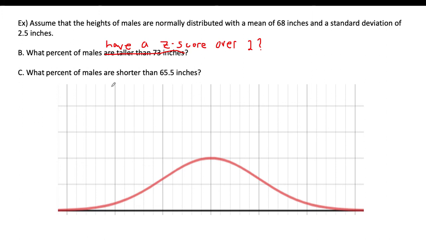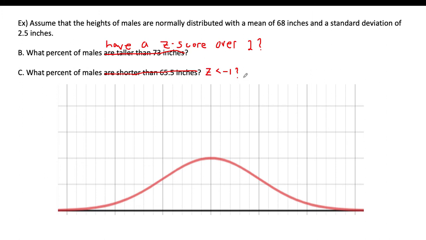The same can be done with this one. What percent of males are shorter than 65.5? If you do some quick arithmetic, 65.5 is going to land at one hash mark below. So instead of the question being worded as what percent of males are shorter than 65.5 inches, you could reword this and say what percent of males have a z-score of less than -1. Right? So we could reword those questions in terms of z-scores instead of the contextual version of the question where we're talking about the height in inches.